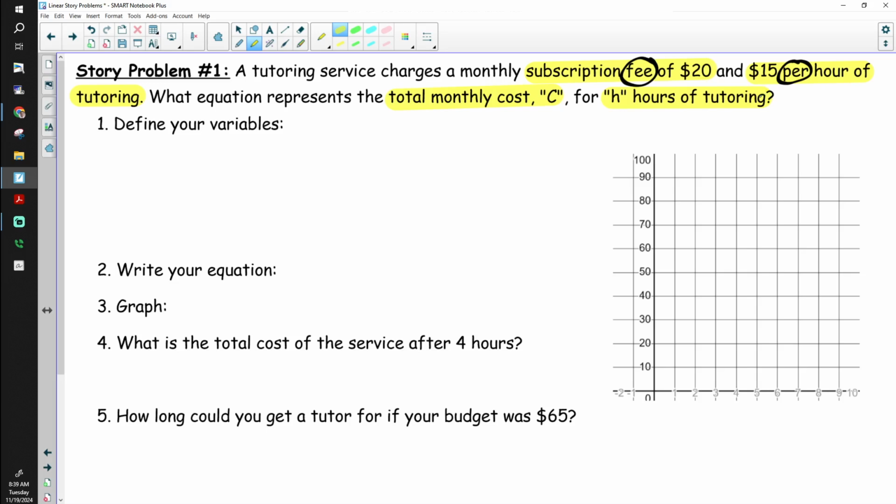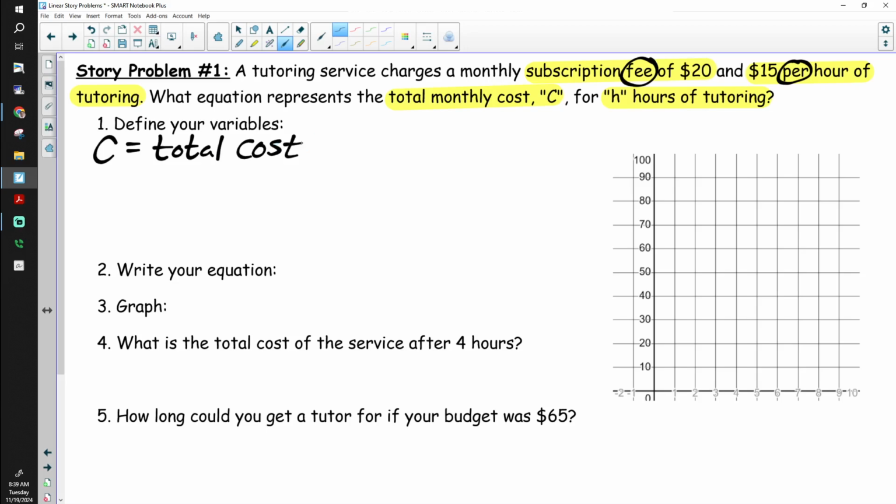So we have our 4 things. Y equals mx plus b. There are 4 things we must define. So let's start with C. What does C represent? Our total cost. Yep, this is our total cost.